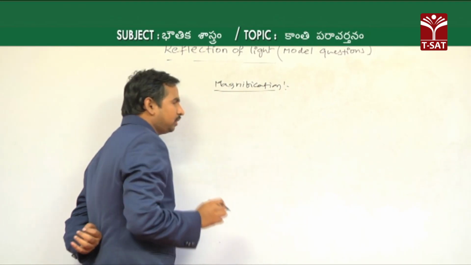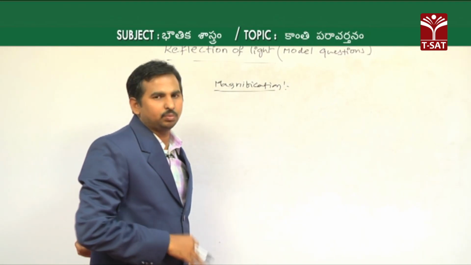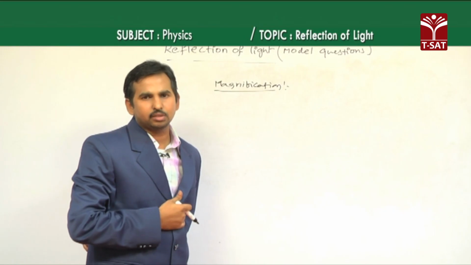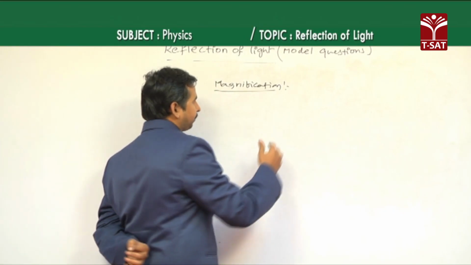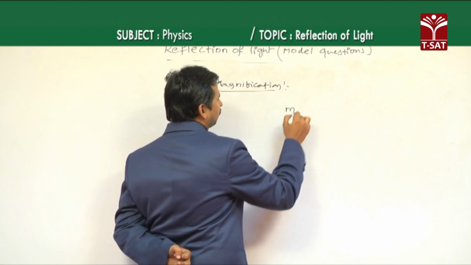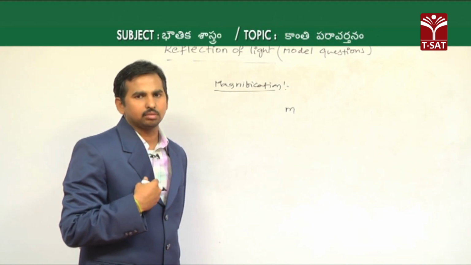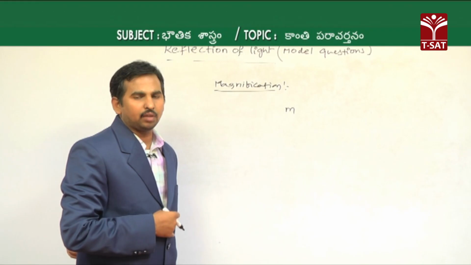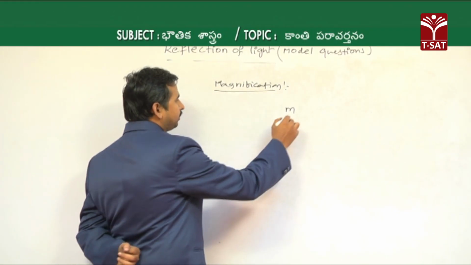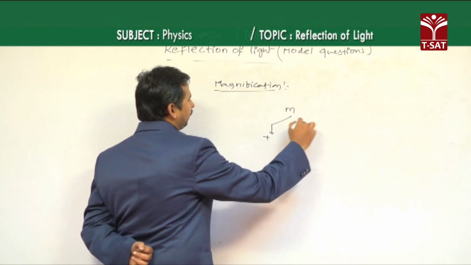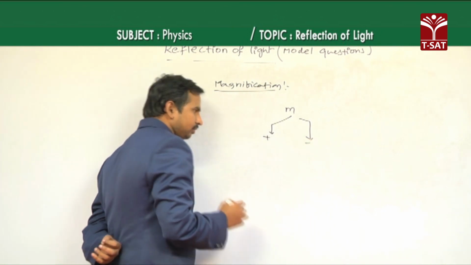Then if any question is about magnification, which means about the size of the image and the size of the object, we have to take the magnification factor, which is m. For this m we have two signs: m may be positive, m may be negative.